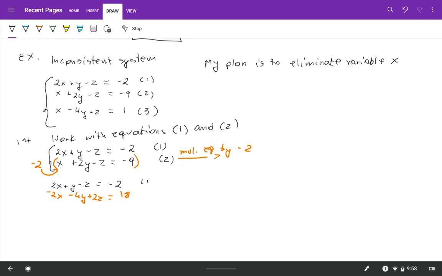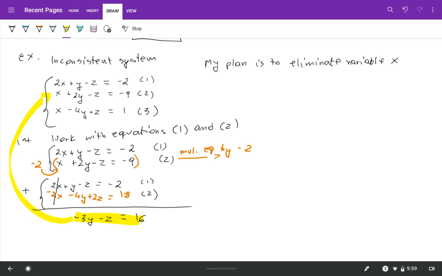So we have equation 1, equation 2. And now the elimination method, so we're adding them together. The x's cancel, we end up with negative 3y minus z equals 16. So this equation will replace equation 2. This is the new equation 2. Later we'll go back to that.